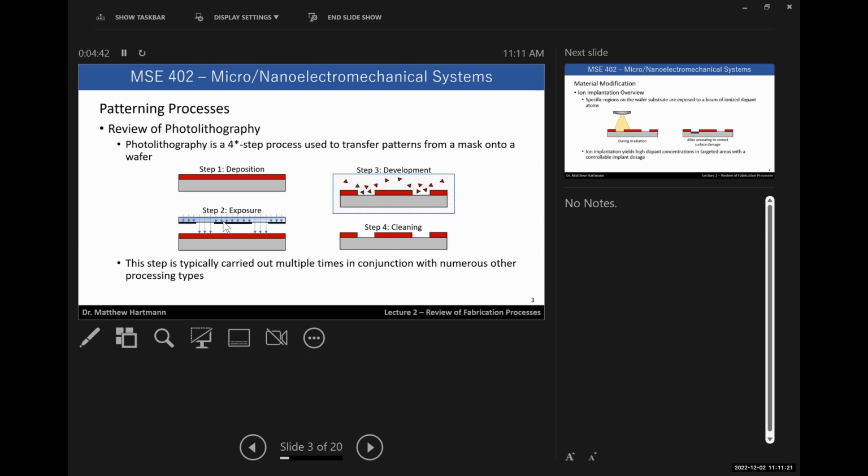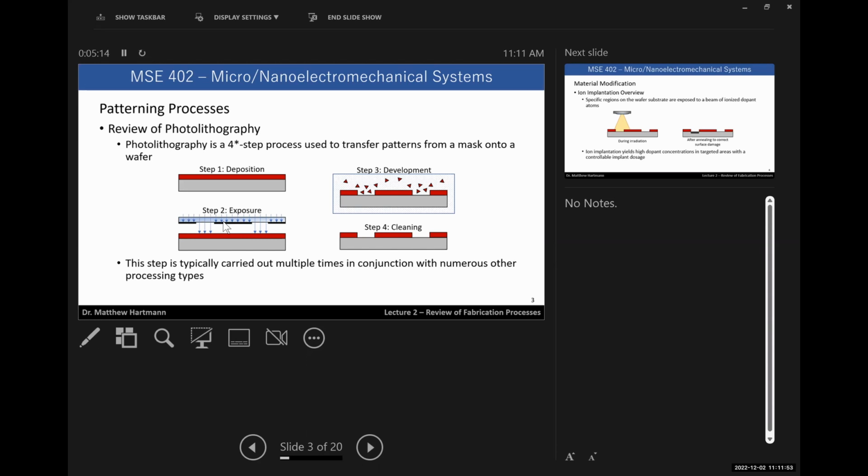Our third step, and I'm neglecting bakings and things like that, is development. So when I was doing all of this kind of stuff in graduate school, the development was carried out in a bath. You literally submerged your entire wafer in a bath. Specific developers are used for specific types of photoresist. And in this case, this would be a positive photoresist.